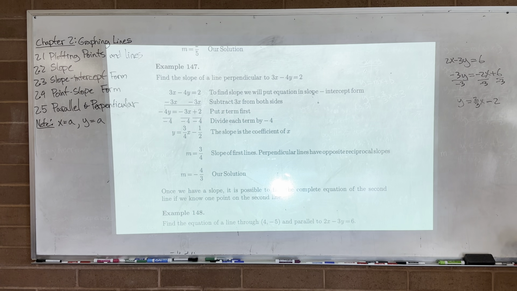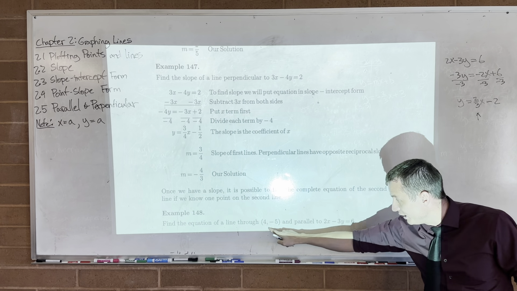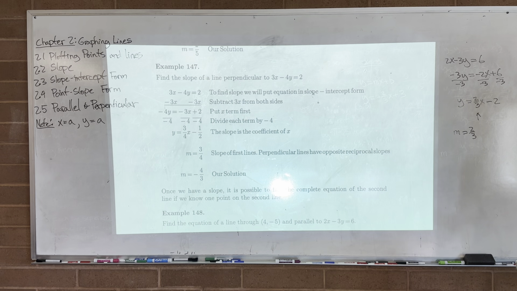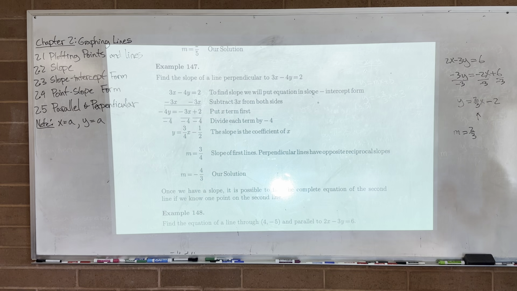Okay. So what is the slope of this line? 2/3. So what are we looking for? We are looking for a line that goes through this point and has the same slope as this line. So we know that we want our slope m to be 2/3. Now we just have to find the equation of a line that goes through this point and has a slope of 2/3.